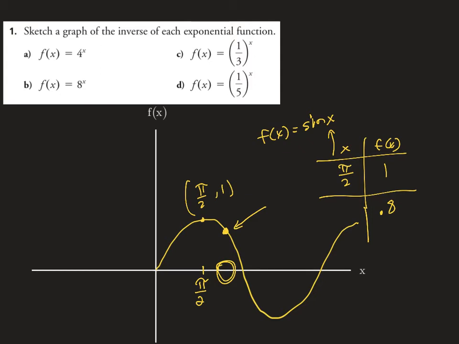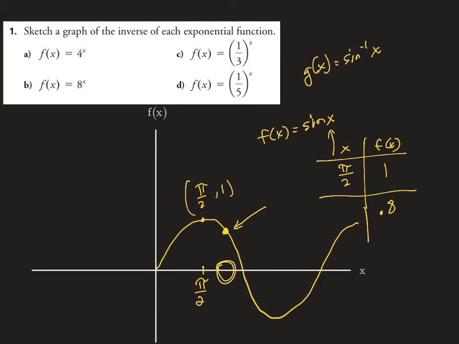Well, what is that x value so that f of x is 0.8? Well, what we did is we used the sine inverse. So we made a new equation. Let's call it g of x. Shouldn't call it f of x. G of x equals sine inverse of x.